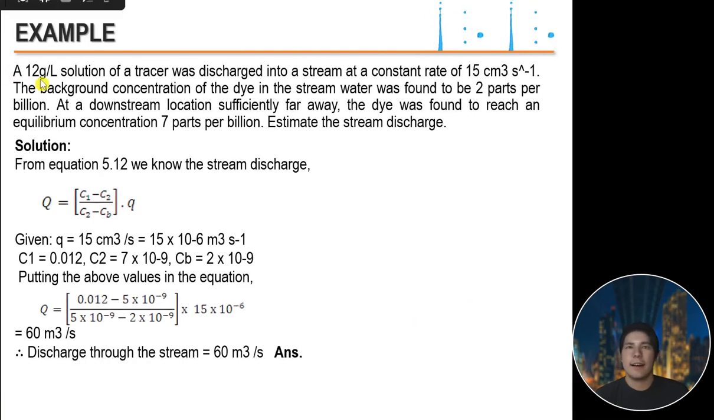So we have this example. A 12 grams per liter solution of a tracer was discharged into a stream at a constant rate of 15 cubic centimeters per second. The background concentration of the dye in the stream water was found to be 2 parts per billion. At a downstream location sufficiently far away, the dye was found to reach an equilibrium concentration of 7 parts per billion. Estimate the stream discharge. So we have this equation, given q, C1, C2, and CB. Plug and play, we have now the stream discharge of 60 cubic meters per second.